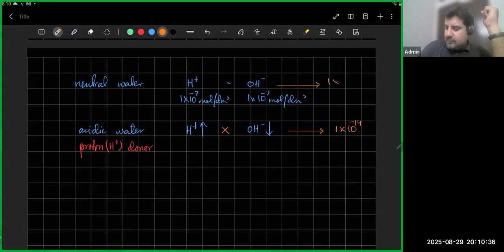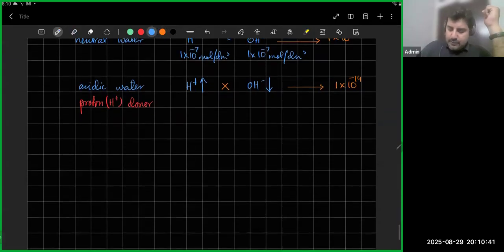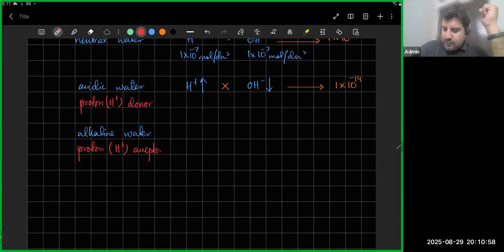In pure water they're both equal, but the product is still going to be 1 times 10 power minus 14. And the last one is that you're going to have alkaline water. What is an alkali or base? That's a proton acceptor, an H plus 1 acceptor. So it's going to reduce the amount of H plus 1 in water. In that case, H plus 1 is going to be a lot lower in concentration if the solution is alkaline, and the OH minus ions are going to be a lot higher. But the product of the concentrations is still going to be 1 times 10 power minus 14.